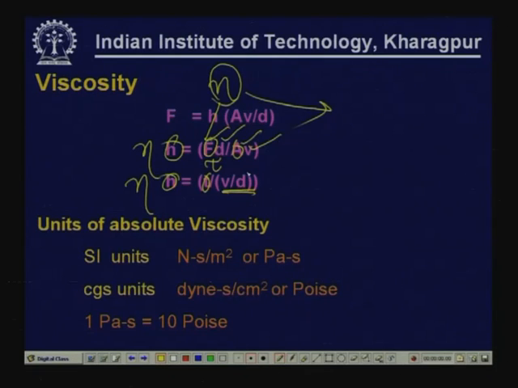The units of absolute viscosity in SI units are Newton second per meter square or Pascal seconds. In CGS units it is in poise. 1 Pascal second is approximately equal to 10 poise.